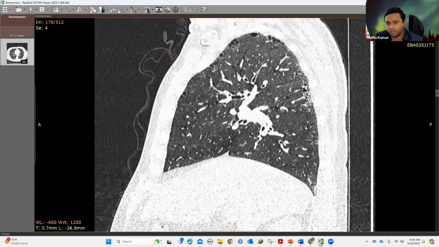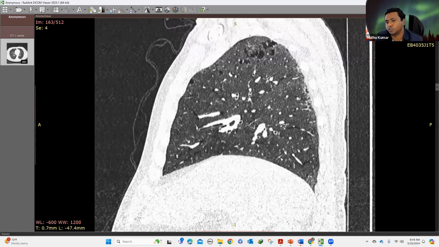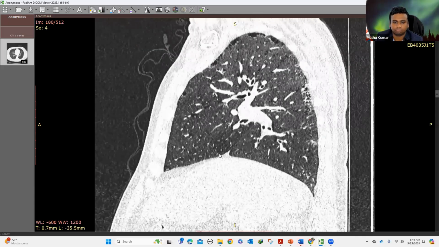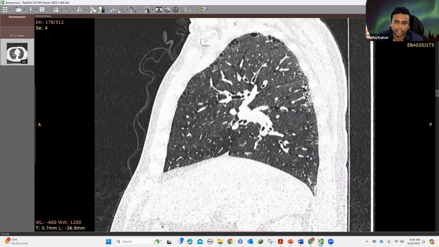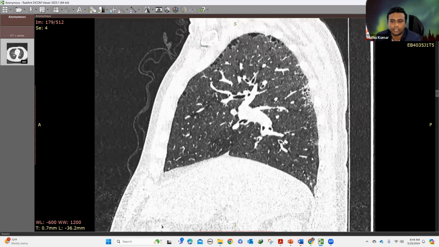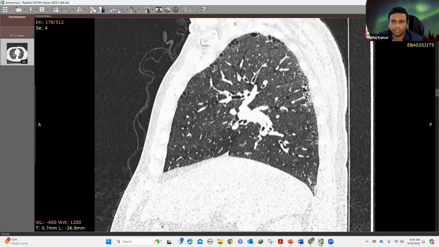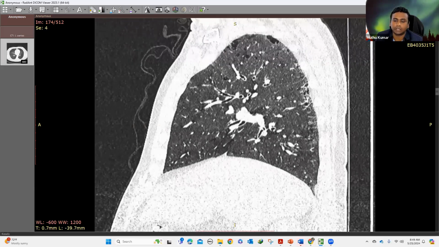When we have the question of ILD, the first thing I look at on sagittal is, is there any evidence of volume loss? In this patient, I do not see any evidence of volume loss. What I can see is the diaphragm is moved up and the lung is a little bit bulkier. I'm not seeing any evidence of volume loss, so I'm not going to start with an ILD, which has significant volume loss.